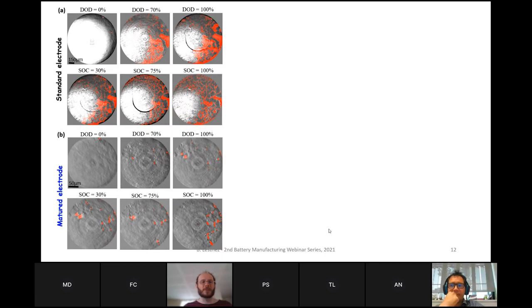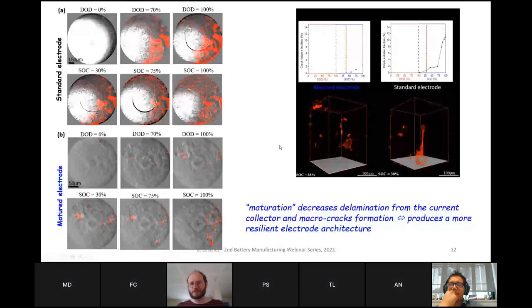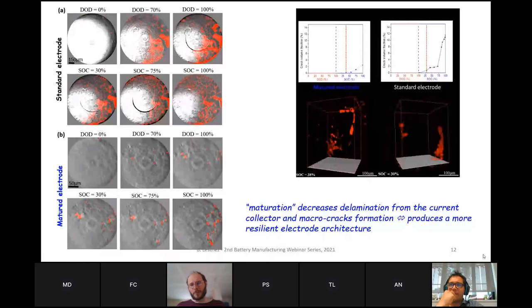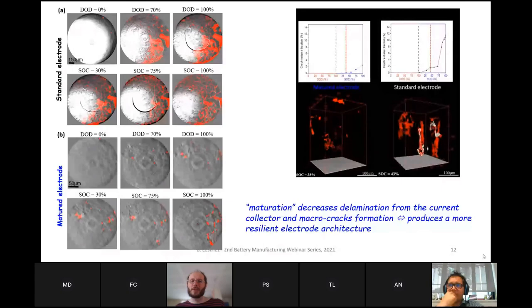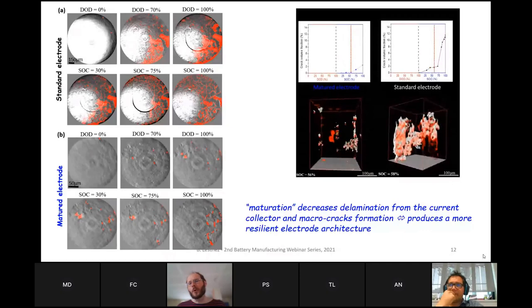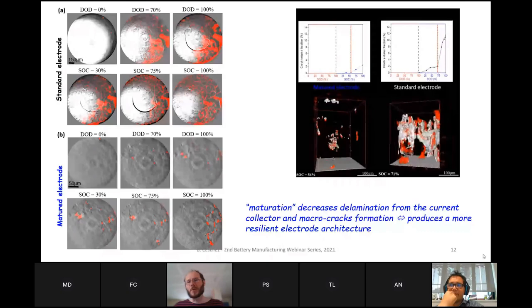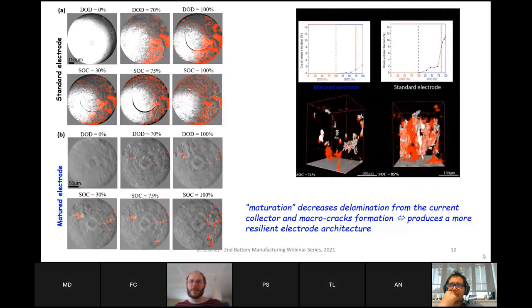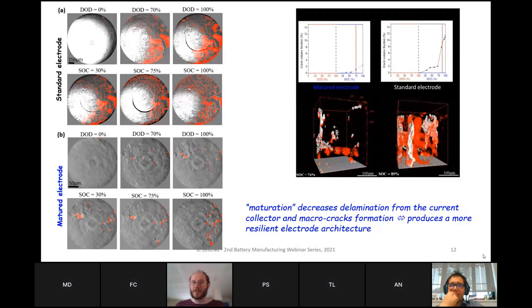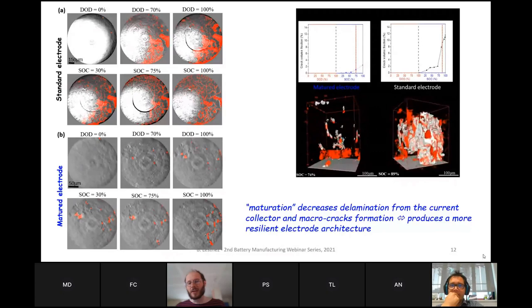And also you can see that for the standard electrode, there is kind of breathing at the interface, because during lithiation, the area that is debonded increases, and then it decreases during the delithiation. Next. And finally, you can play the video. You will observe here the propagation of the crack through the electrode volume, where the newly formed cracks appear in red, while the previously formed cracks appear in white. It's during the first delithiation, and the red dotted horizontal lines show you where we are within the delithiation. So this clearly shows that maturation, on one hand, decreases the delamination from the current collector and decreases the macro crack formation, and thus produces a more resilient electrode architecture.